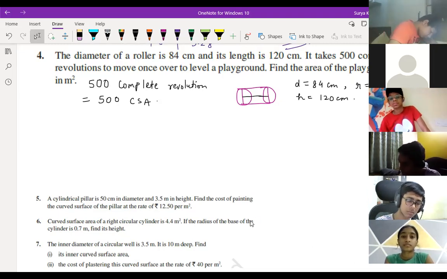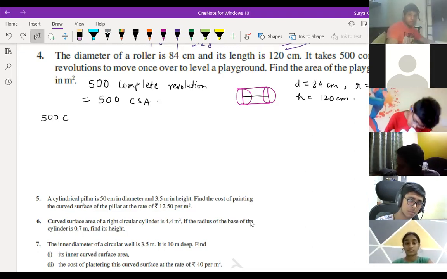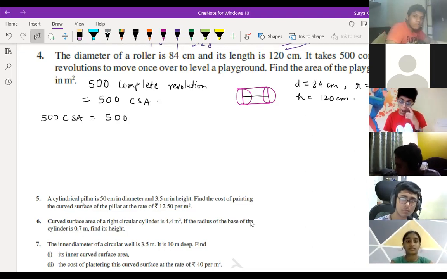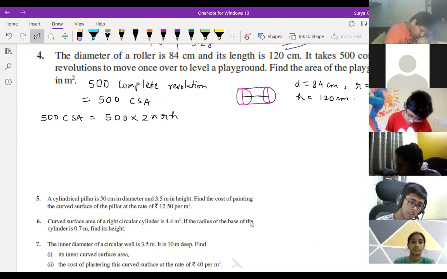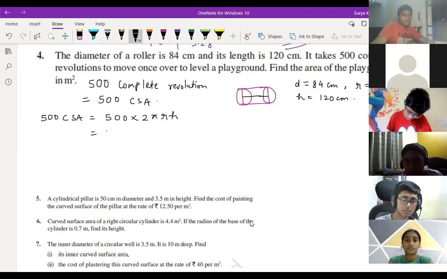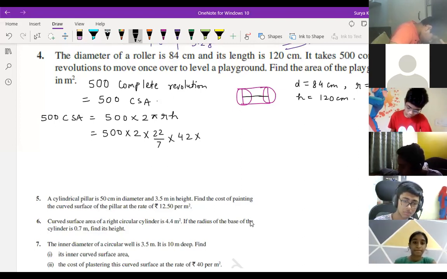So 500 CSA, we can write as 500 into CSA. What is CSA, children? 2 pi r h, correct? Can we write like this? Yes, sir. So it's very easy. 500 into 2 into 22 by 7 into radius 42 into 120. Is this clear?